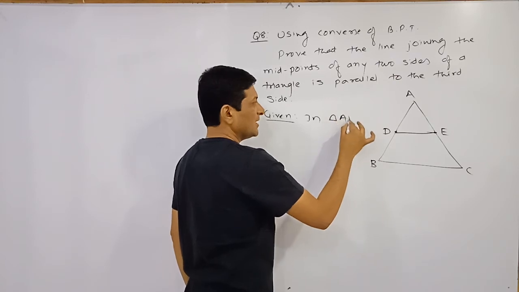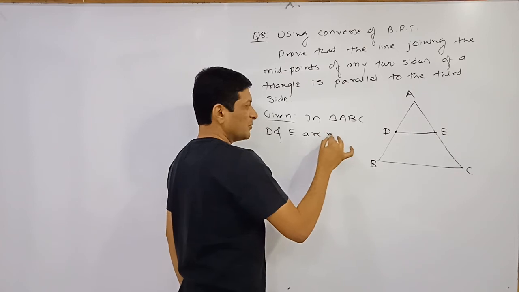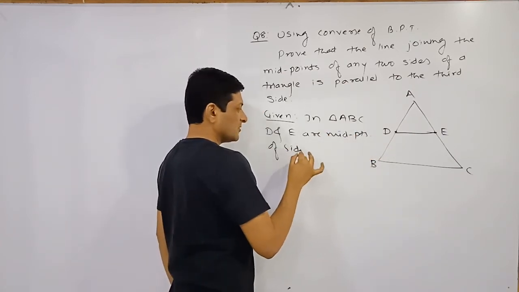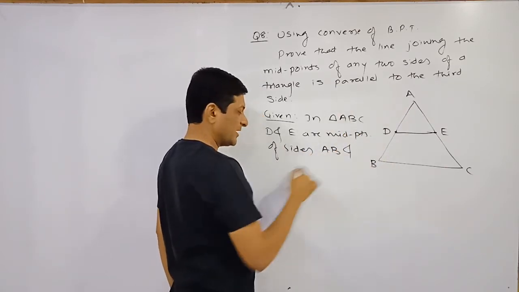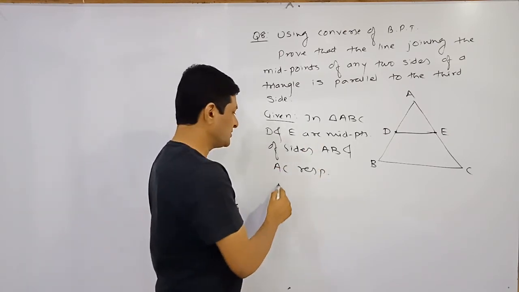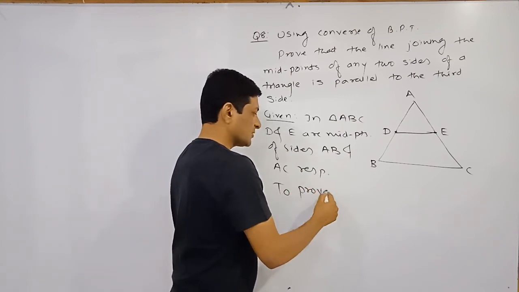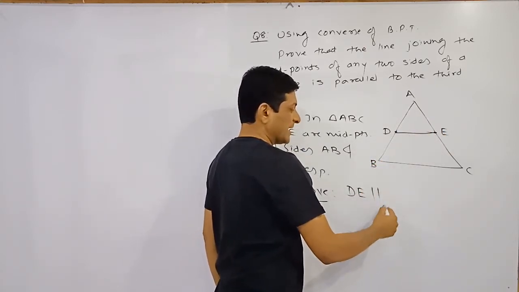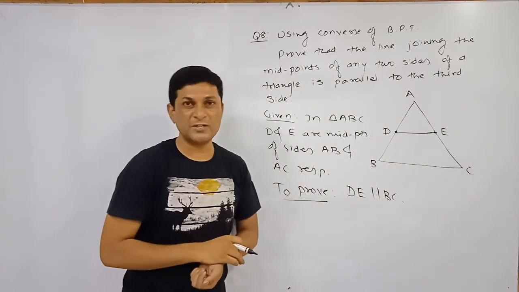So observe the given condition. We have considered one triangle. In triangle ABC, we are supposing that D and E are midpoints of sides, of which sides? D is the midpoint of side AB and E is the midpoint of side AC respectively. This is the given condition, and using it we have to prove that the segment joining these midpoints, segment DE, is parallel to the third side, which is BC.